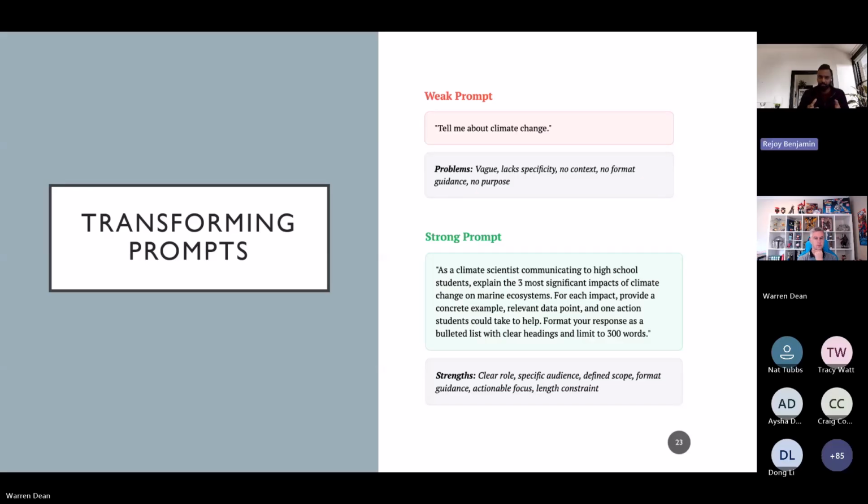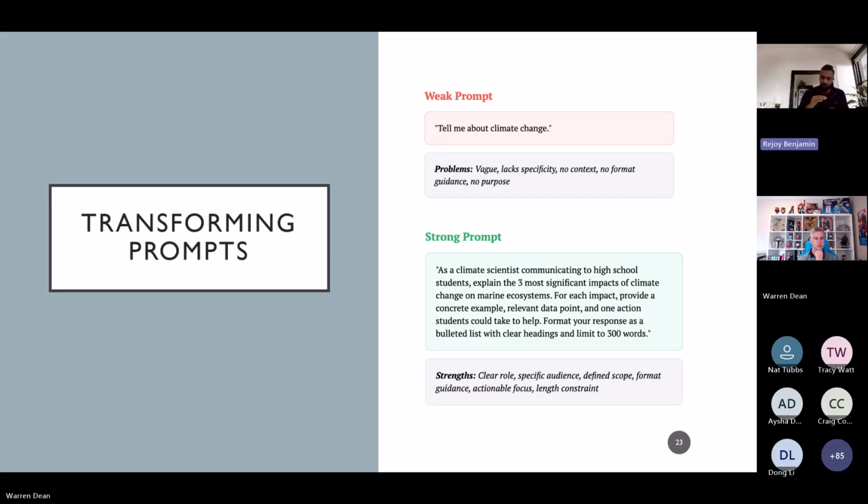So we look at transforming prompts. How can we tell a weak prompt from a strong prompt? If we look here at the example, "tell me about climate change." The problem here is it's too vague and there's no specificity. There's no context. There's no format of how it should present the output. There's no guidance, no purpose at all whatsoever.